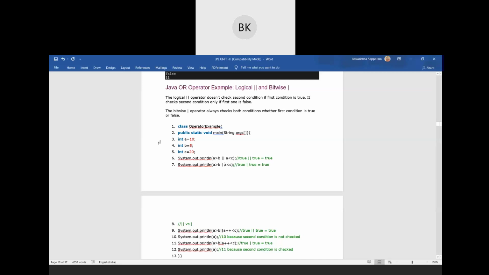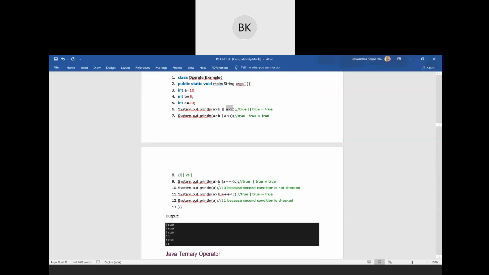What is the a value here? 10 is greater than 5. That is true, which means this statement is not executed. No doubt this statement is not executed. That is the short circuit AND operation. Come to here, A is greater than B, then A plus plus. Whenever 10 is greater than 5, this is true, so these statements are not executed.